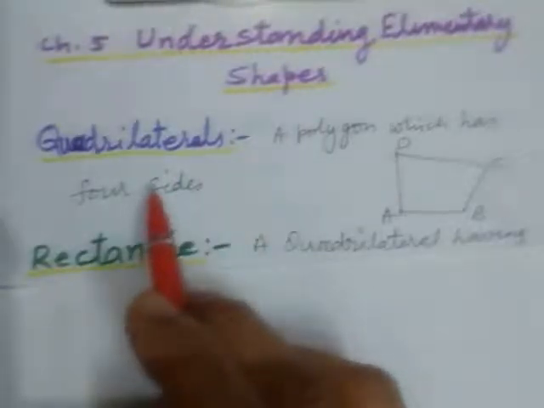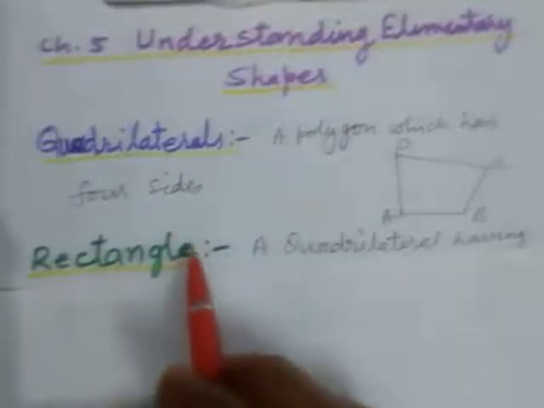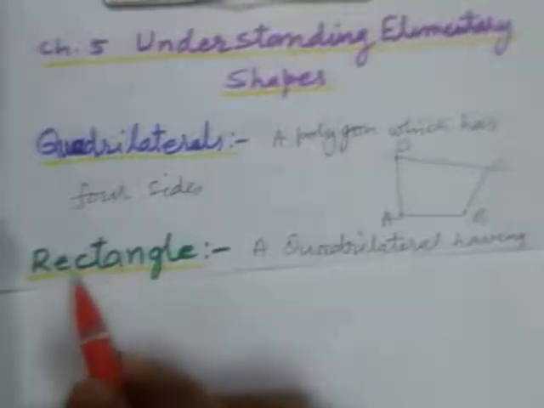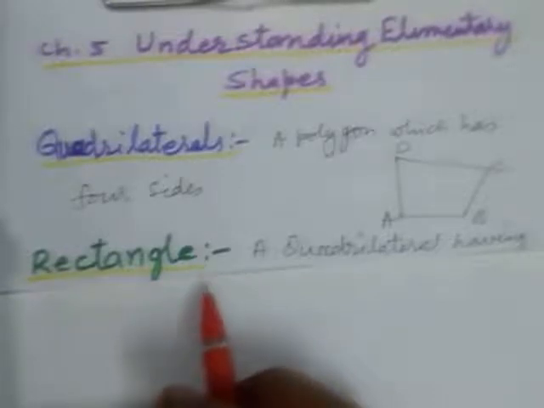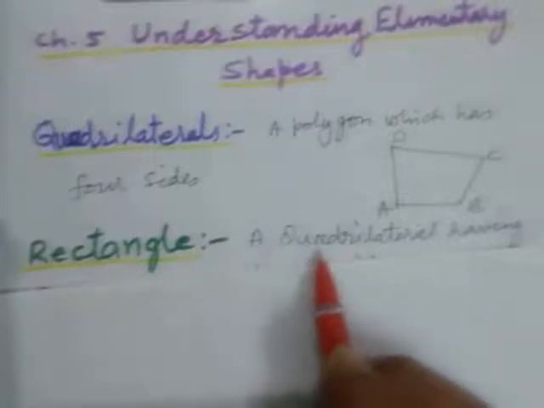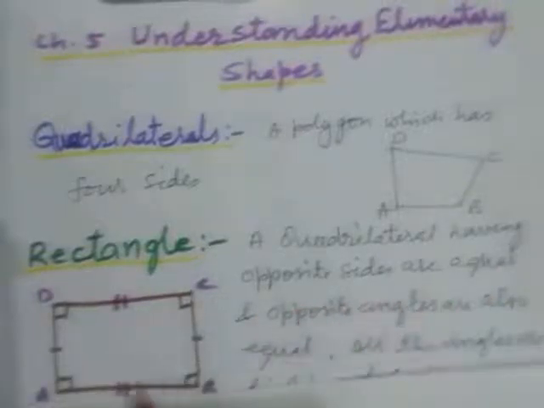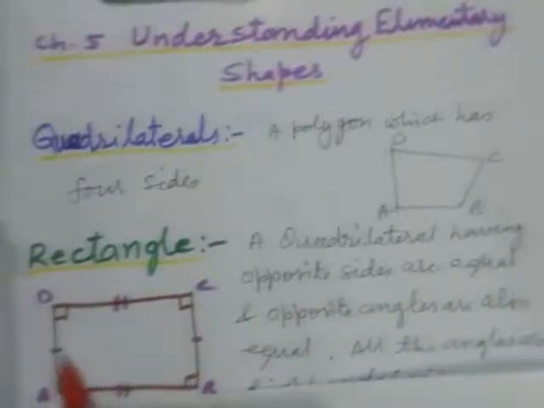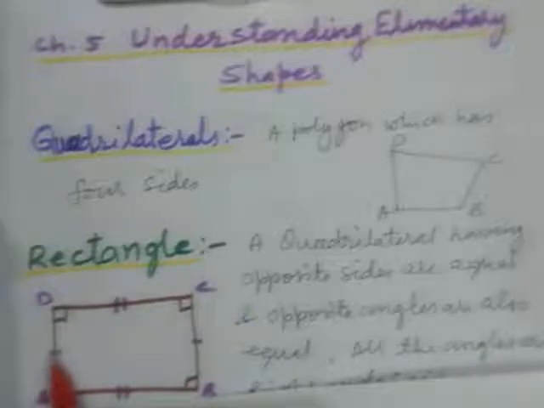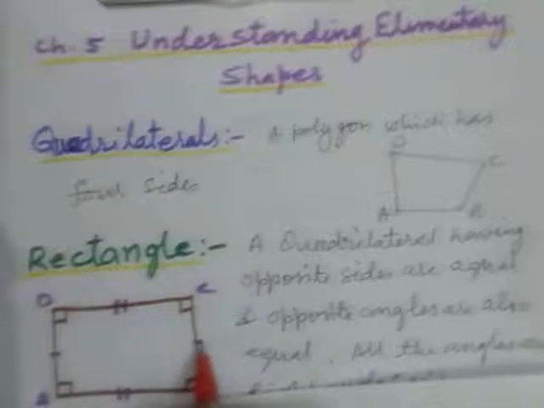Now there are many types of quadrilaterals which we are discussing here. Now we discuss the rectangle. What is a rectangle? A quadrilateral having opposite sides equal, like this. These are the markings. When things are equal, we make the same mark on both of them.